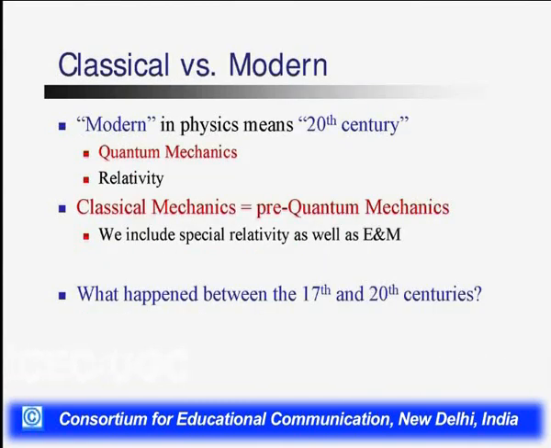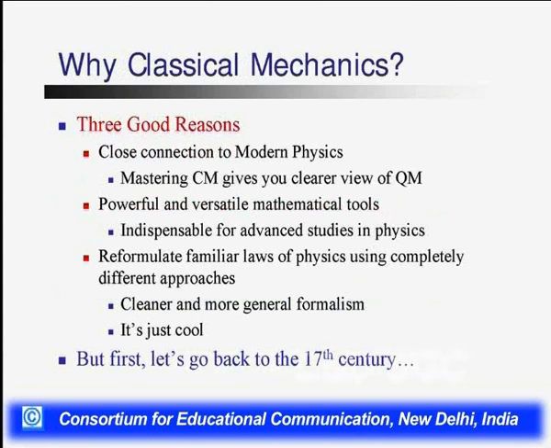Now, what are the differences between classical and modern physics? As I already said, classical physics is in the era between the 17th century and the 20th century. Modern physics means we are talking about the 20th century, where we discuss quantum mechanics and relativity. But classical mechanics is pre-quantum mechanics, which includes the special theory of relativity as well as electromagnetic theory. EM waves are also defined in this.